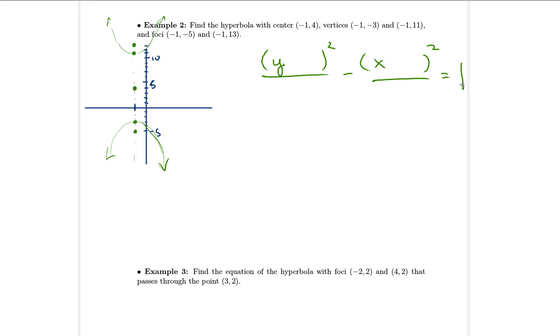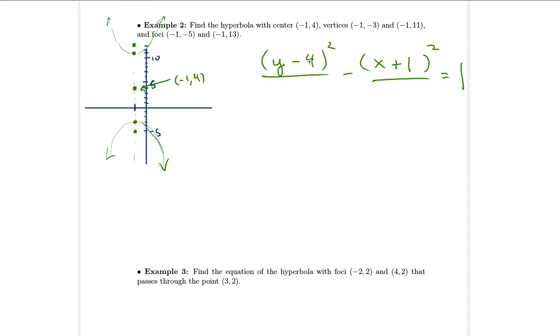And I can pencil in the center, of course, right? So we know that the center here is (-1, 4). So that means we can say (x + 1) and (y - 4).